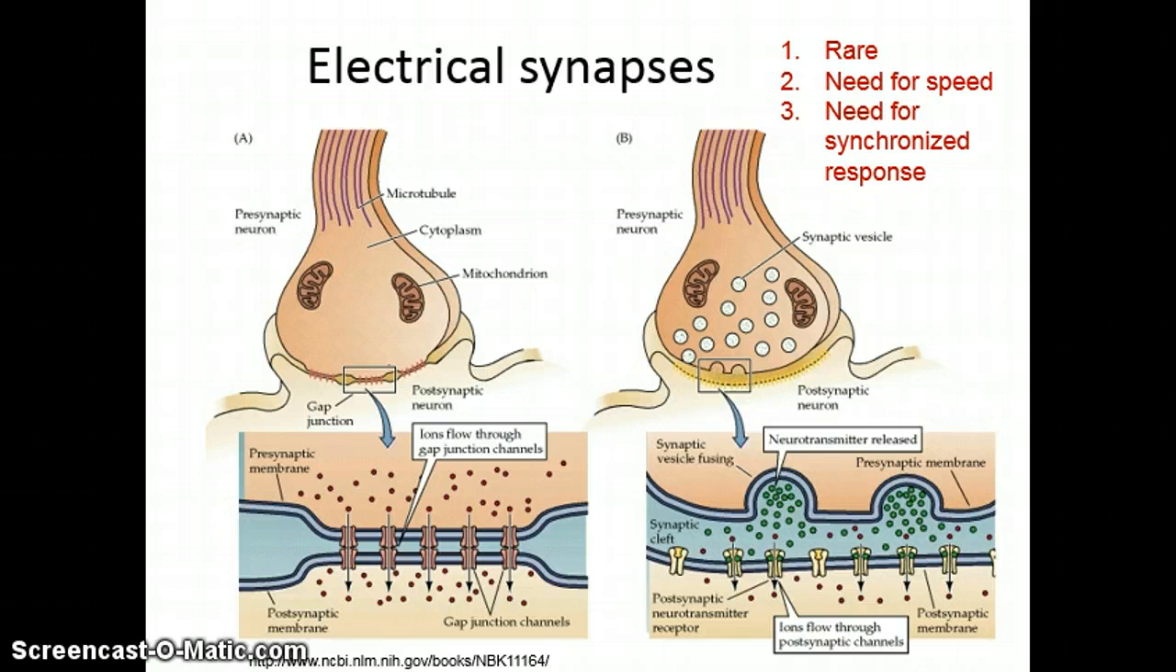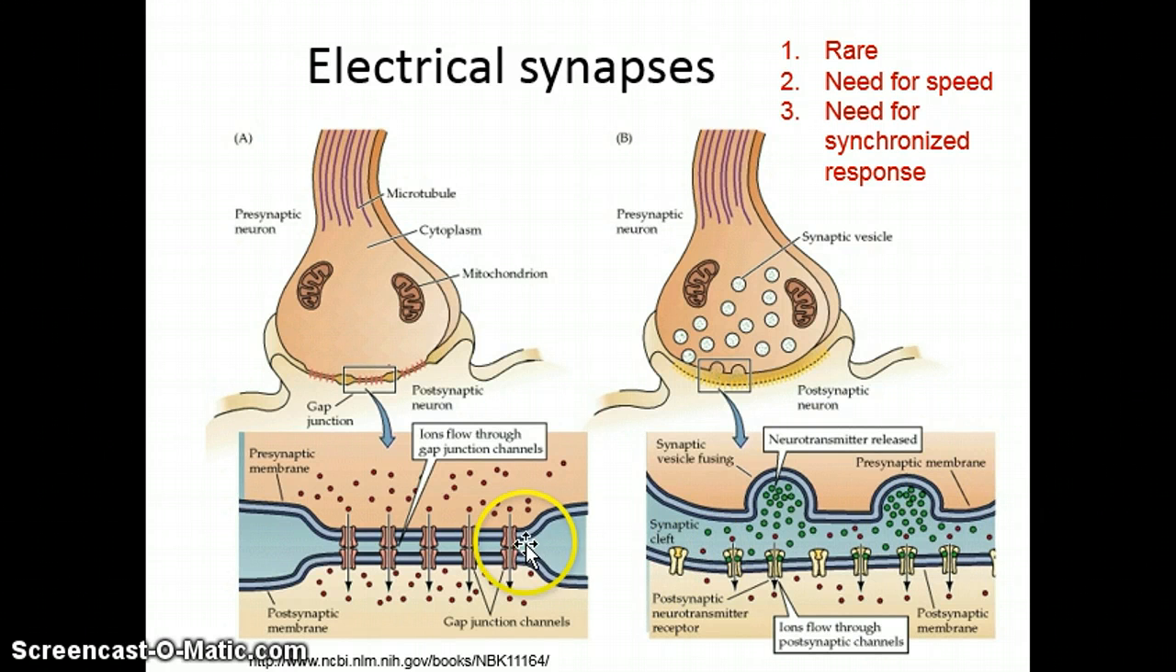And it's going to actually transfer that response through a gap junction, and particularly through gap junction channels that you can see here in this diagram. So the ions are going to flow directly from one neuron to the next through these channels and through this very close connection between the two cells. So that would explain how this can occur very quickly as opposed to a chemical synapse, which is going to still be fast, but it's going to have a little bit more lag time as the neurotransmitter passes through.